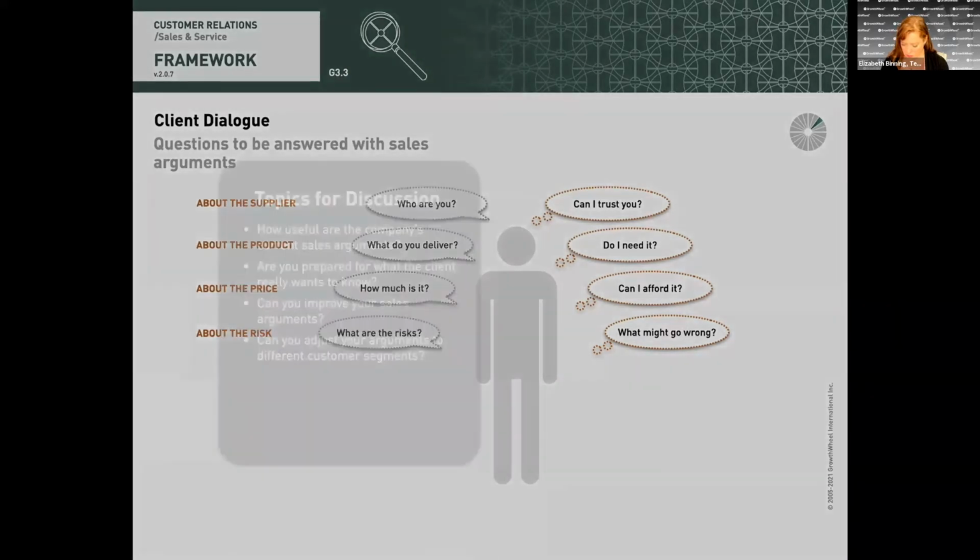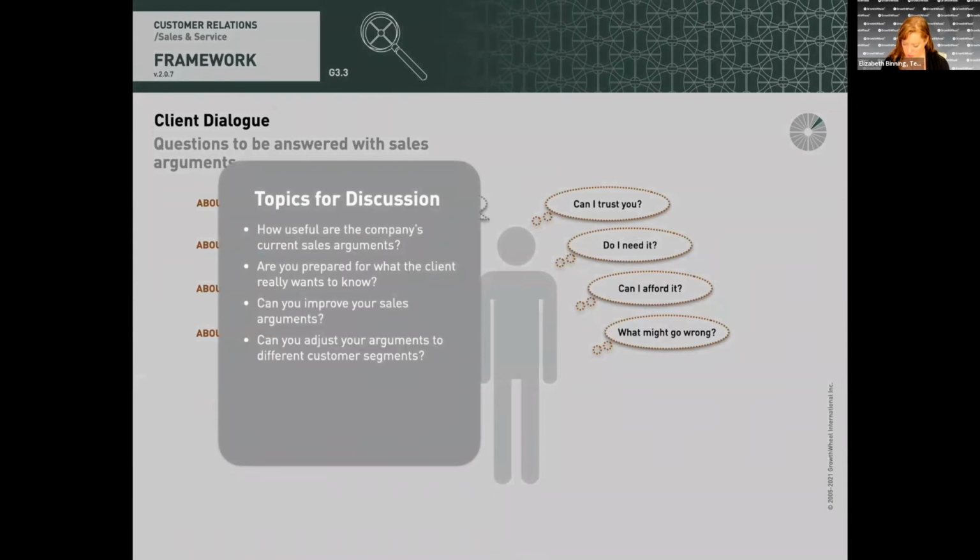Topics for discussion include: how useful are the company's current sales arguments? Are you prepared for what the client or customer really wants to know? Can you improve your sales arguments? Can you adjust your arguments to different customer segments?